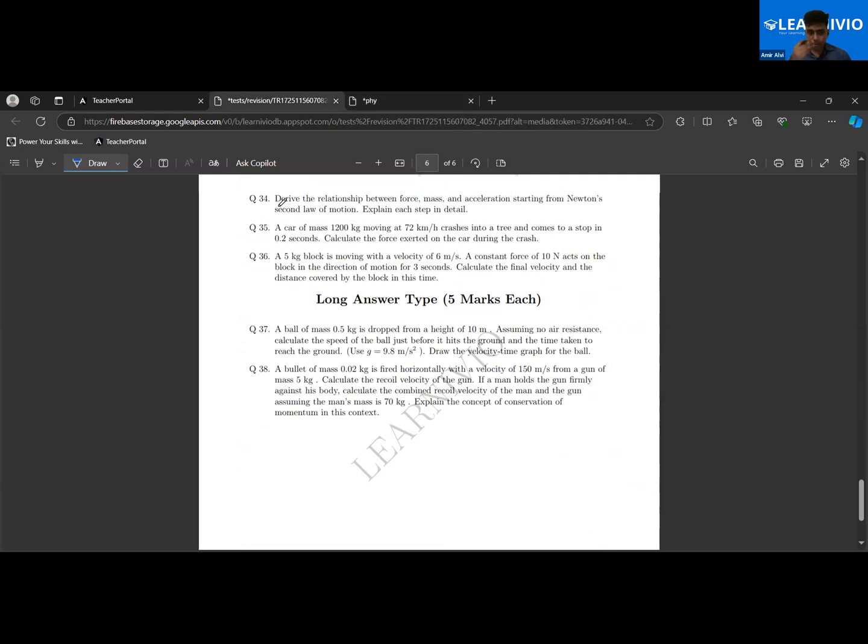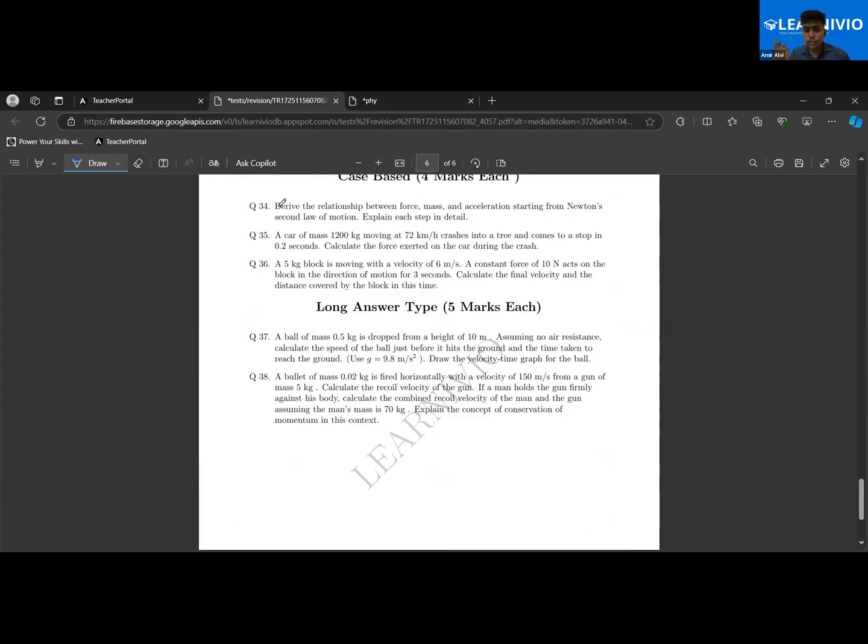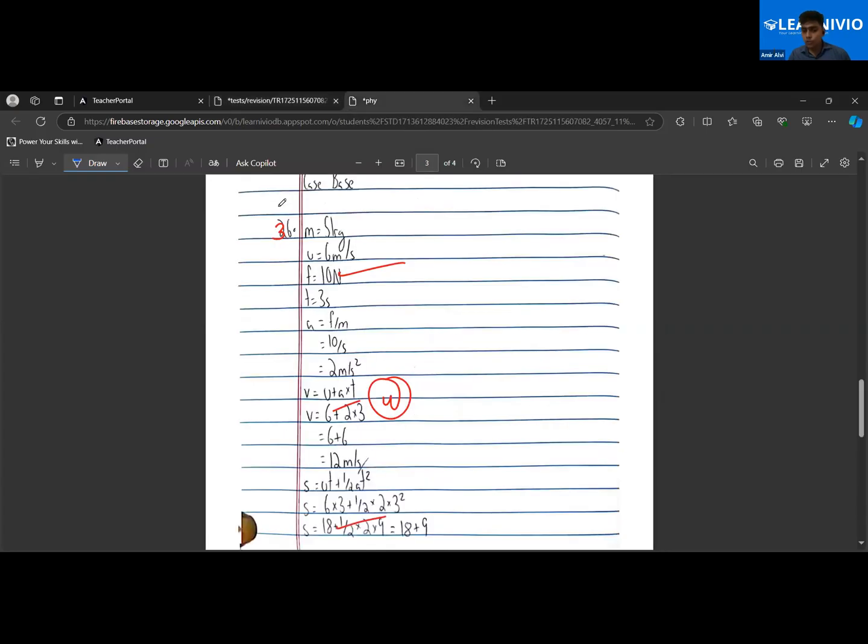The question says that a 5 kg block is moving with a velocity of 6 meters per second. A constant force is there. Calculate the final velocity and the distance covered. Force is given, time is given, and the initial velocity is given. First of all, you need to calculate the final velocity. For that you have to calculate the acceleration, so you have calculated the acceleration from the force and mass. That is well and good, that's correct as well.